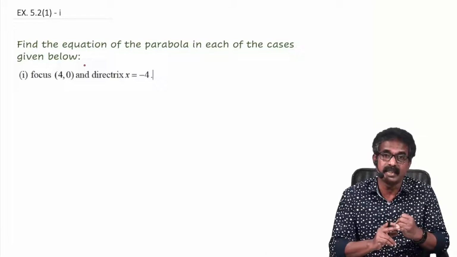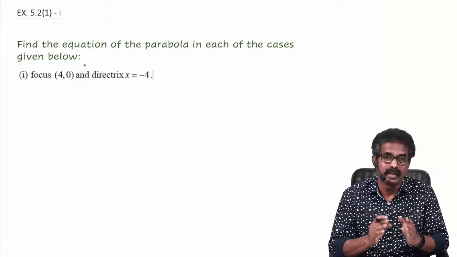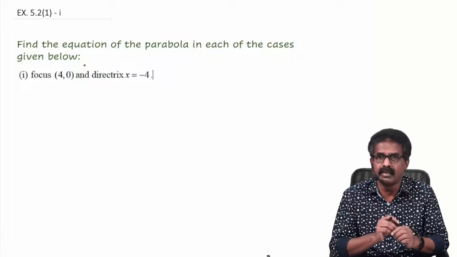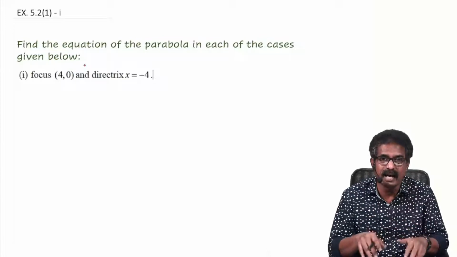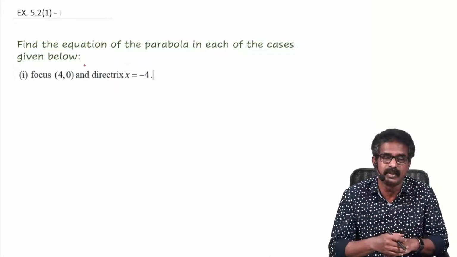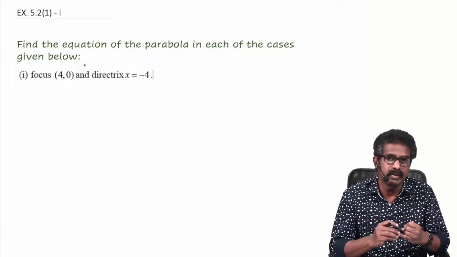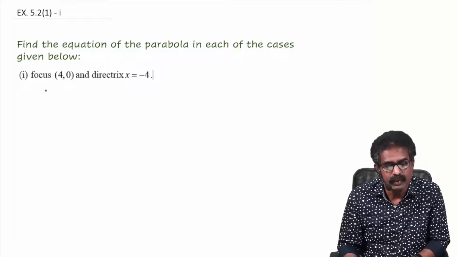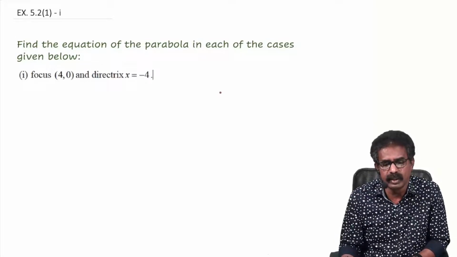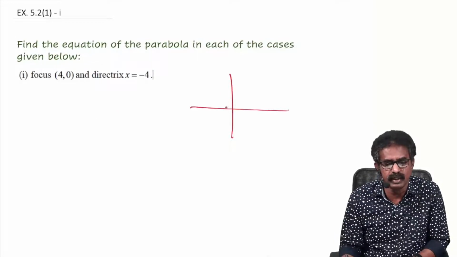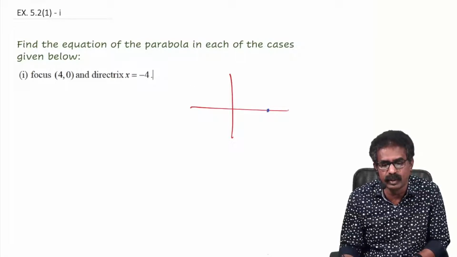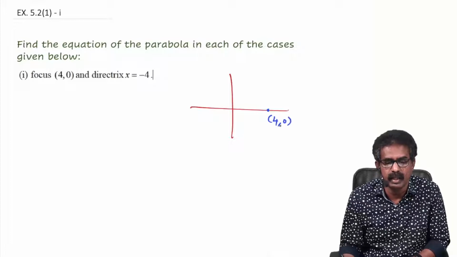First, identify which type it is: first type, second type, third type. Just by plotting the given information in a rough graph, you can understand which type it is. Then try to find out the vertex and focus, that is, the a value. Now listen here. Focus is a, 0. Just roughly I'm plotting the point. Focus is 4, 0. You know 4, 0 is on the x-axis, right? 4 units. This is 4, 0.